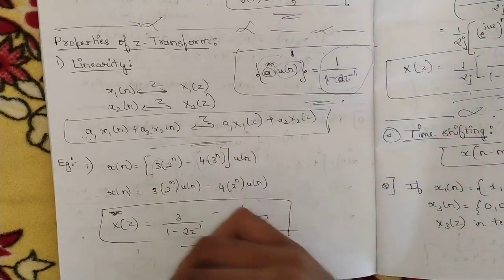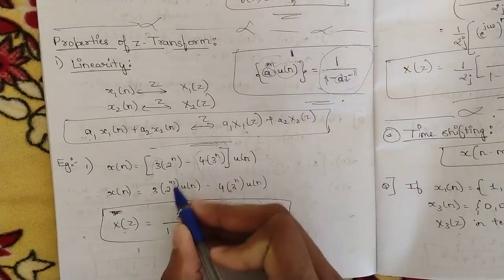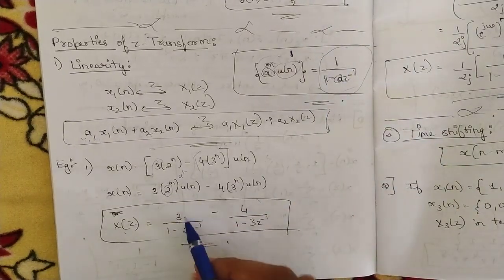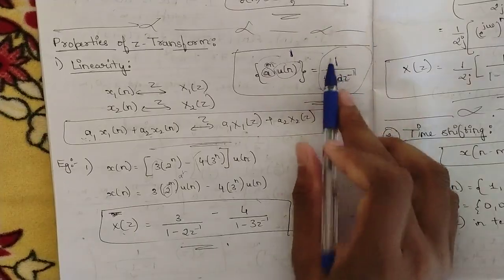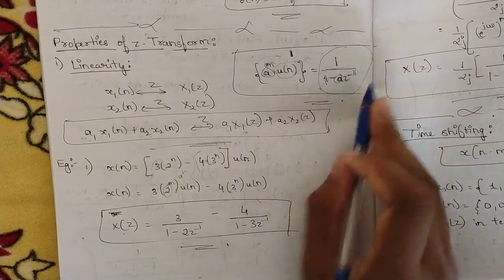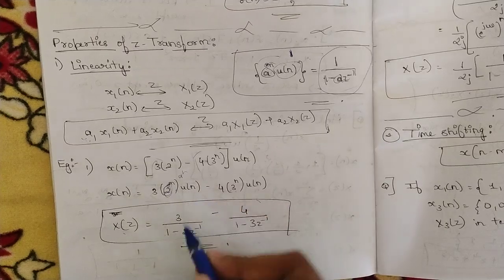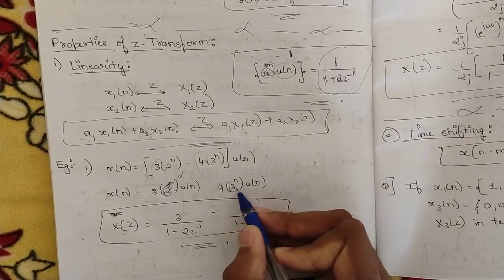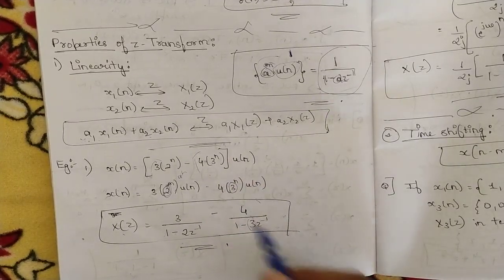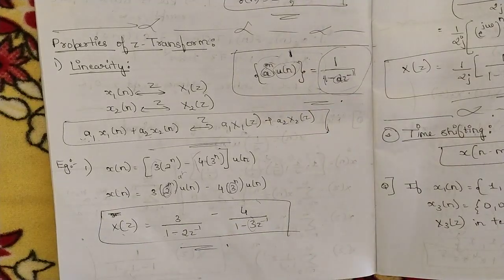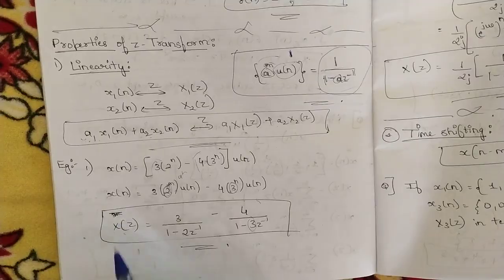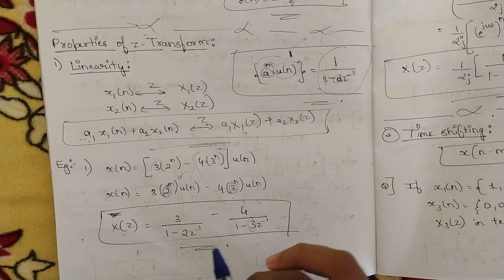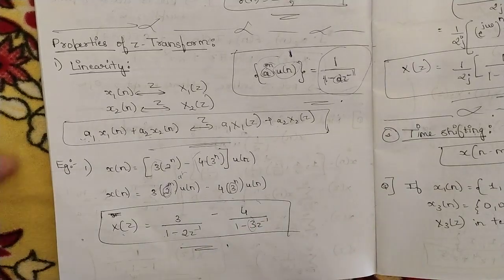That is, convert x of n to the Z domain. Again this is of the form a power n u of n. In place of a we have 2, and the 3 you write here, since we have 3 into 1 is 3, so 3 divided by 1 minus 2 Z inverse, minus 4 divided by, again in place of a we have 3, so 1 minus 3 Z inverse. In this way you should represent this in the Z domain. Hope this is clear: x of n in terms of x of z, from the time domain to the Z domain, how to convert it by using this step.